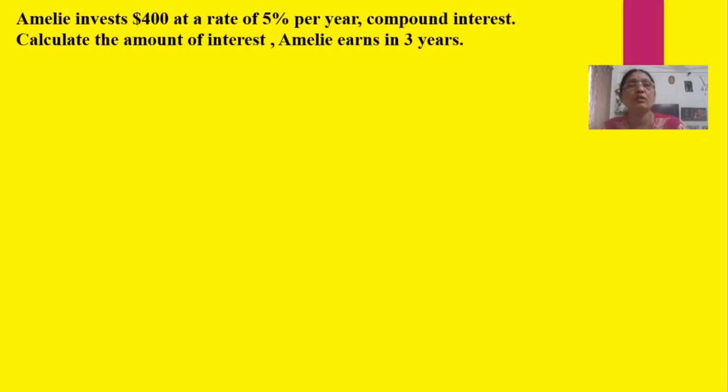Emily invests $400 at a rate of 5% per year compound interest and calculate the amount of interest Emily earns in 3 years. So we need to find the interest Emily is earning in 3 years.